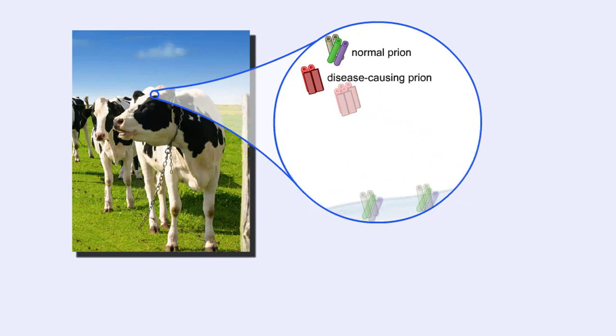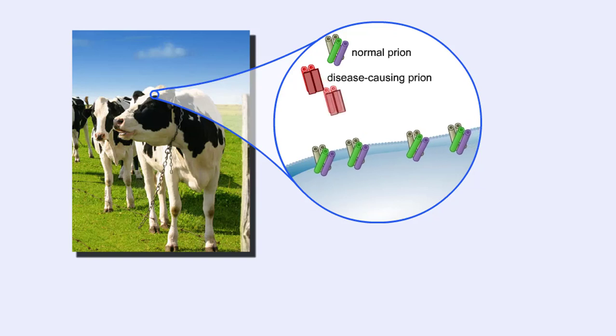PrPSc can convert the normal prion protein into PrPSc in a chain reaction. The accumulation of PrPSc in the brain causes nerve cells to die and the subsequent spongy appearance of brain tissue.